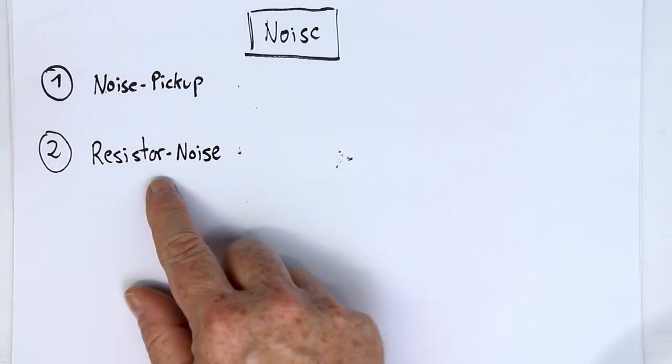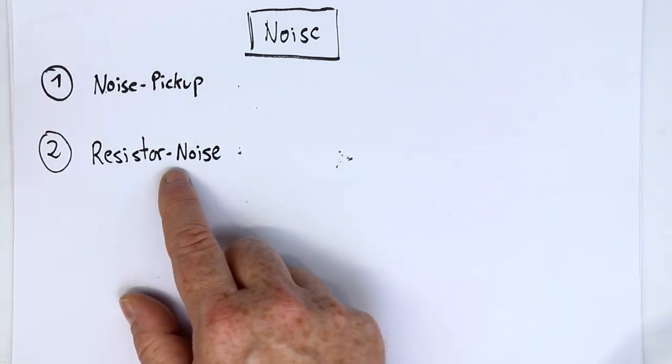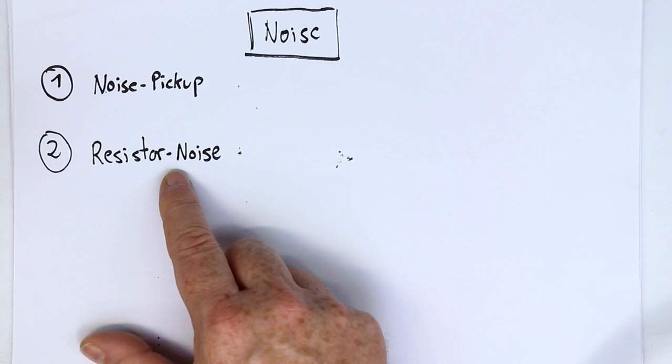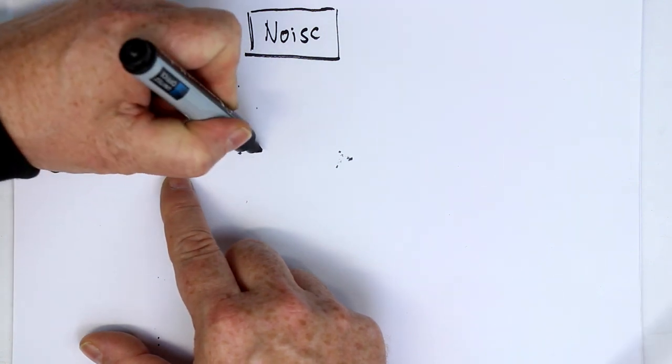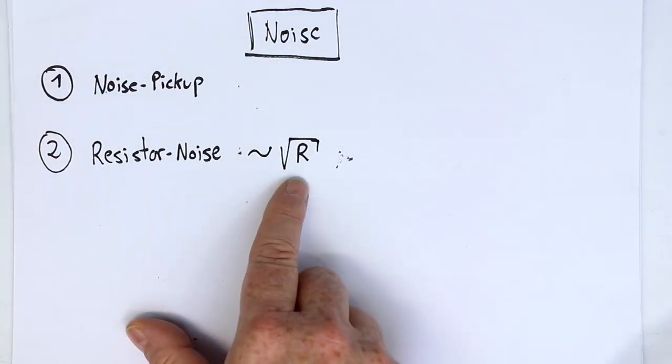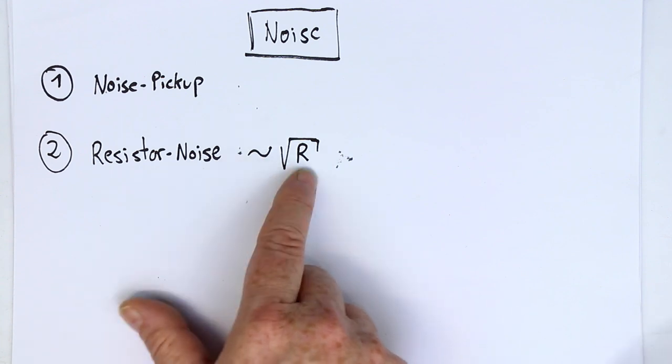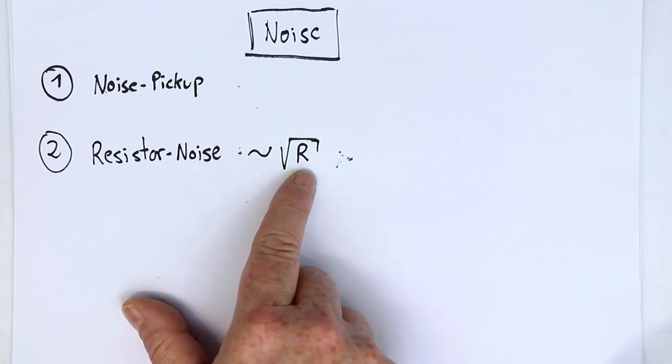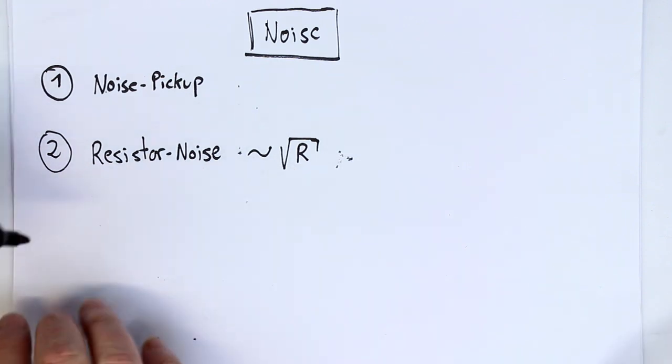Every resistor that is connected in the signal path, you have to take care about the noise generated in the resistor itself. This is something dictated by physics. You can't do anything about it except choose as low a resistor value as possible, because as I already said, it grows with the square root of your resistor value. At least the voltage grows with the square root of your resistor value. So again, as we have already seen, choosing the lowest possible resistor is always a good idea.